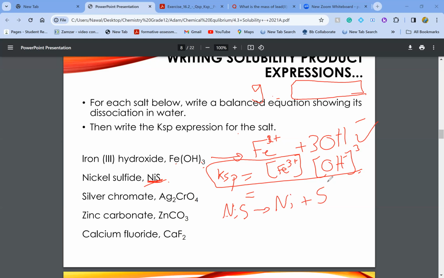Nickel plus sulfide 2 minus. How did this one come? Do you think it's correct? Who thinks this is correct? What is the charge of nickel? Who knows the charge of nickel? Can you check in your table? Would it be plus 2 or 2 plus charge? Is it written 2 plus for nickel?